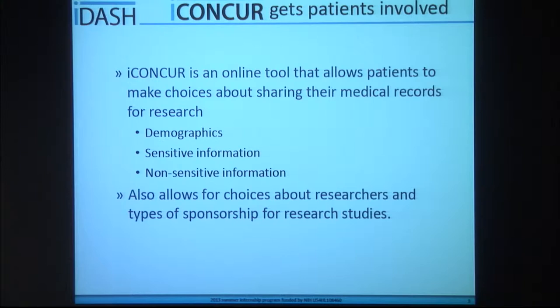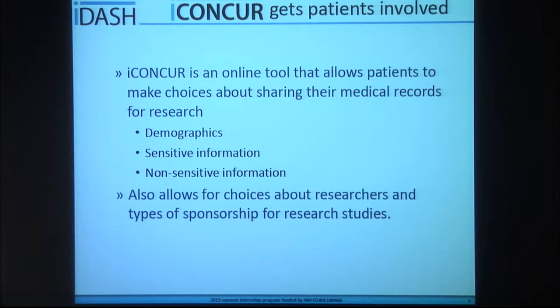So our study was using iConcur, which is an online tool that was developed by iDASH. And this tool allows patients to make personal choices about whether they want to share their medical records for research. Some of the options that we gave them include demographics, sensitive information, and non-sensitive information. And there's also some options for sharing your medical records with specific types of researchers or allowing for certain types of sponsorship for the research studies. And I'll describe these a little bit more later.